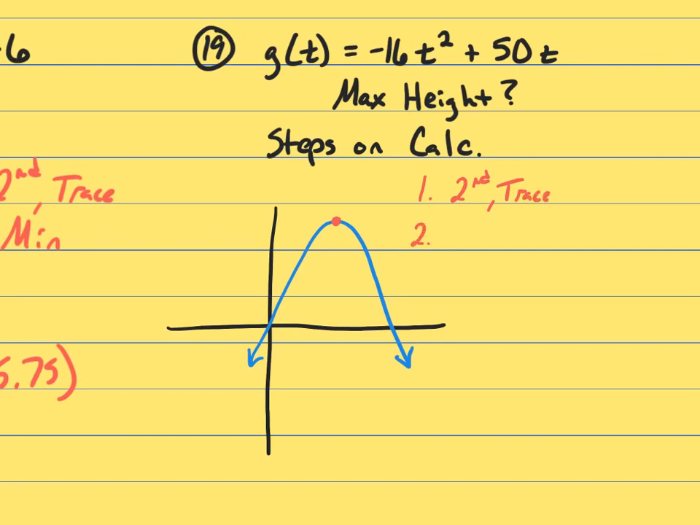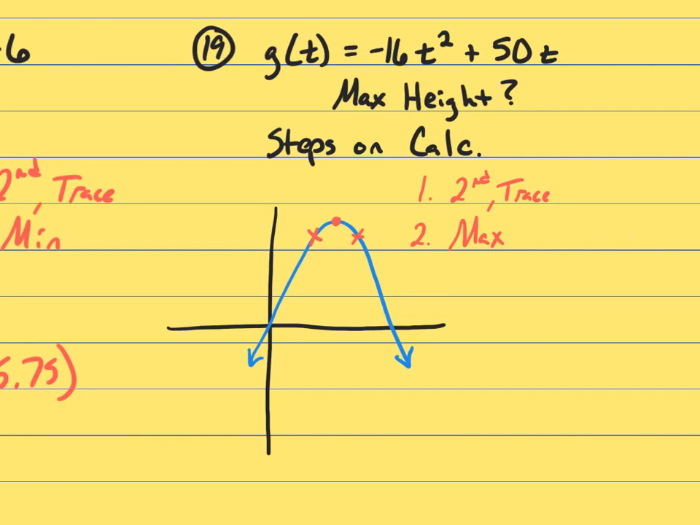Then once I have calc, now because my vertex is a maximum, I'm going to choose the maximum option. Then it's going to pop up left bound. So I have to go left of my maximum, somewhere right here, hit enter. Then it's going to say right bound. I'm going to go to the right of it, hit enter. And then finally it's going to say guess, and you hit enter on guess.